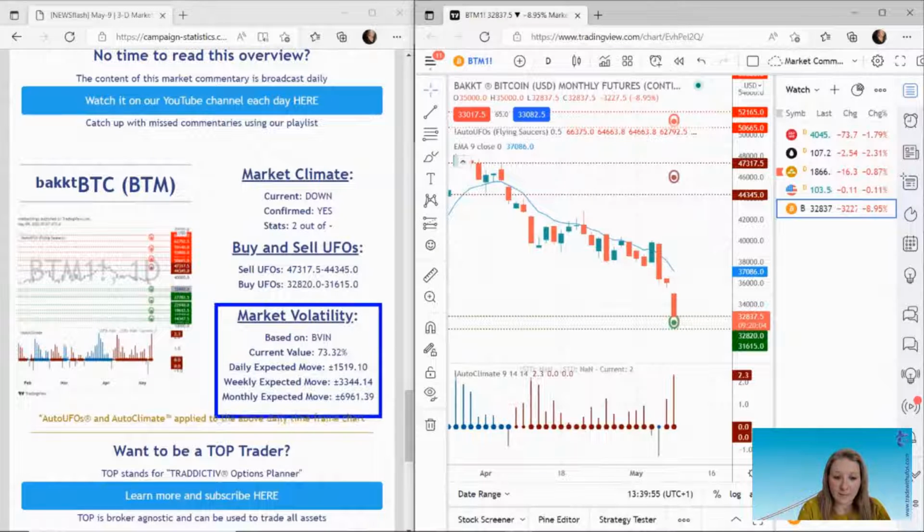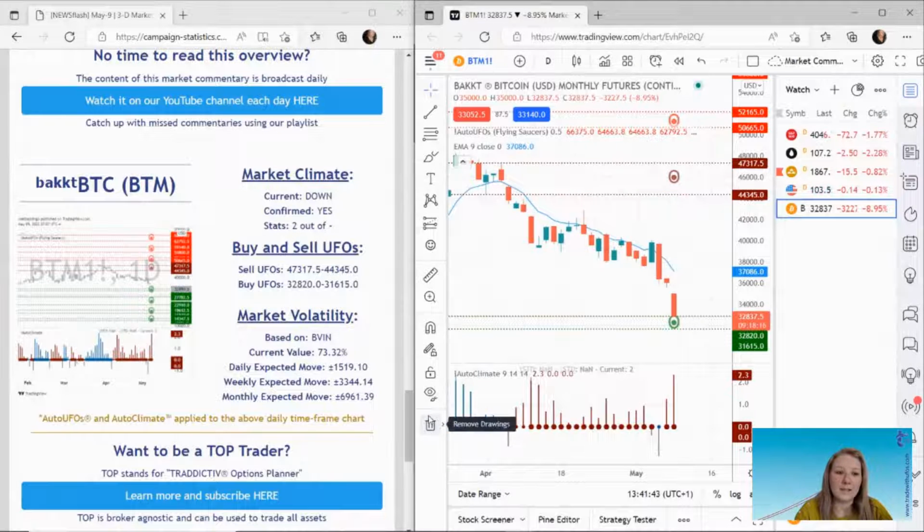In terms of volatility with Bitcoin, we'd expect movement up or down in 1 year of 73.32%. In a day, that's 1,519.1 points. In a week, 3,344.14 points. And in a month, 6,961.39 points. So that's each of our markets.